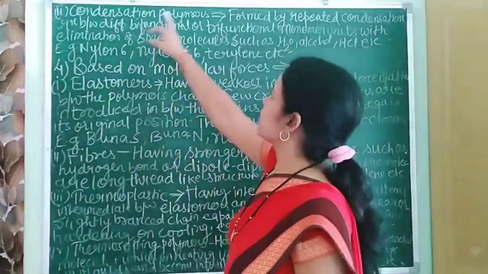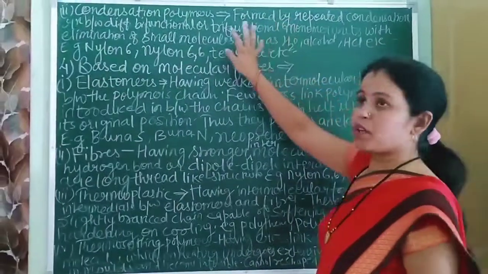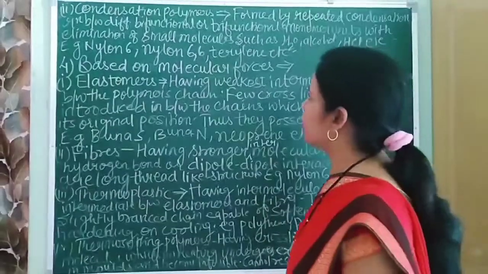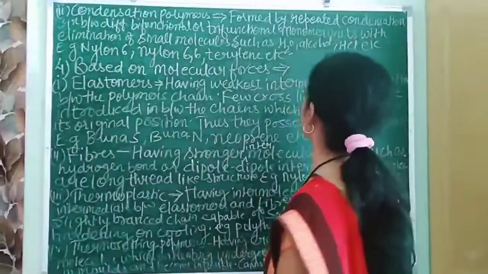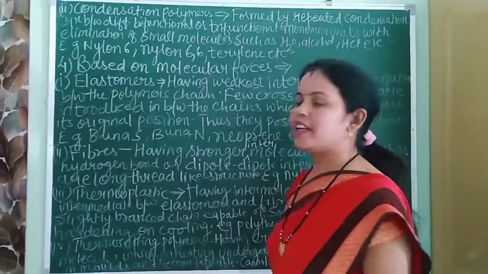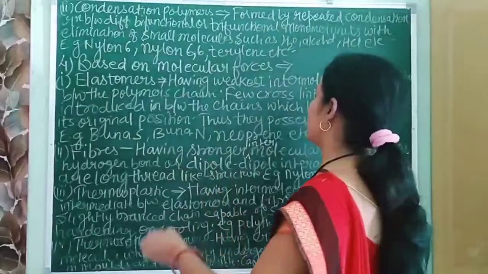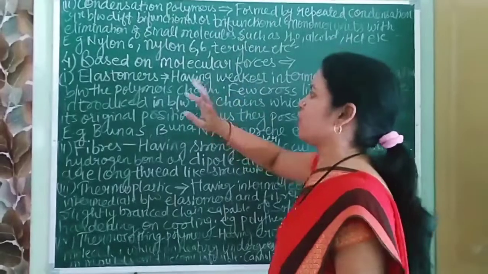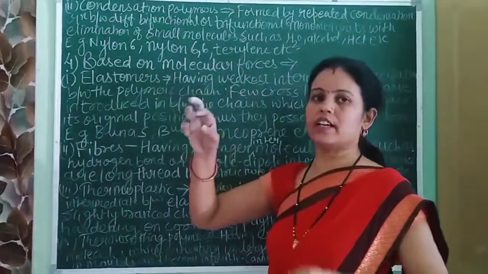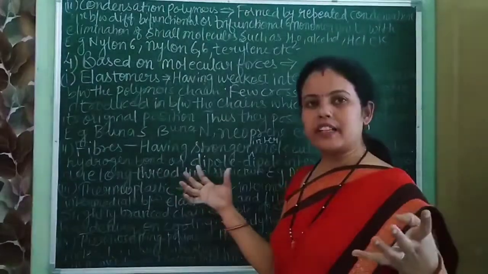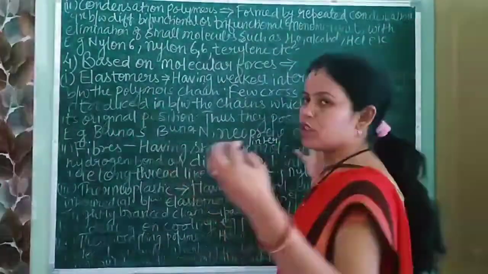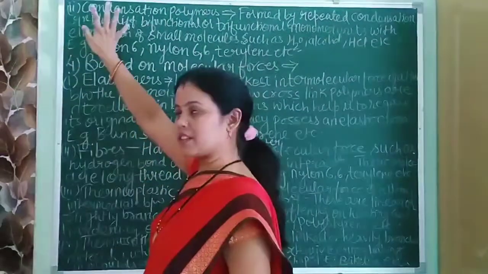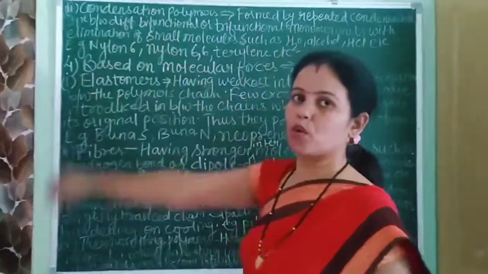Now second type is condensation polymers. These polymers are formed by repeated condensation reaction between different bifunctional or trifunctional monomer units with elimination of small molecules such as water, alcohol, hydrochloric acid, etc. For example, nylon 6. Here the process is a condensation reaction and a small molecule is eliminated. So this is the second type of classification based on the mode of polymerization.